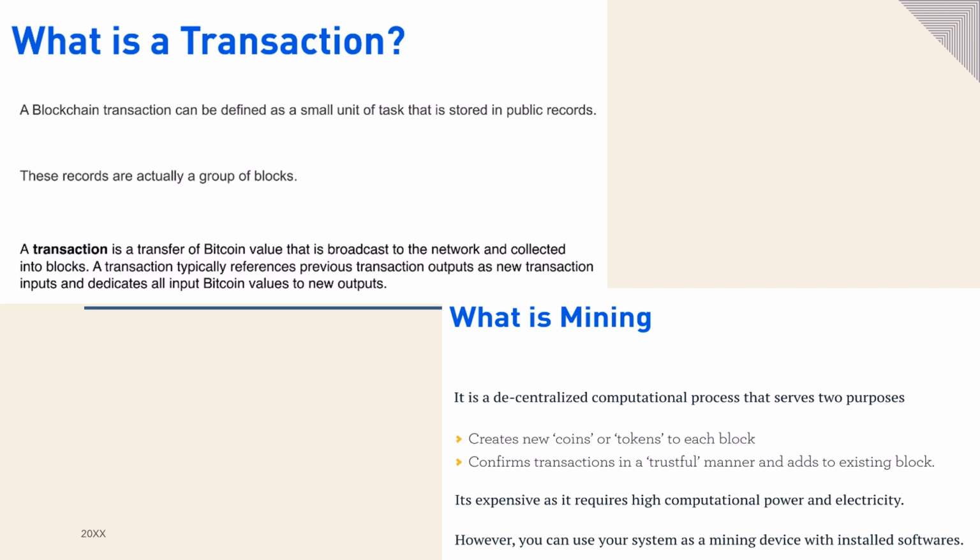Then in terms of what a transaction and mining is, a blockchain transaction can be defined as a small unit of task that is stored in a public record. So a transaction is a transfer of Bitcoin value that is broadcast to the network and collected into blocks. A transaction typically references previous transaction outputs as new transaction inputs and dedicates all input Bitcoin values to new outputs. So mining is a decentralized computational process that serves two purposes: one, to create new coins or tokens for each block, and two, to confirm transactions in a trustful manner and add to existing blocks, right? So it's expensive and requires high computational power and electricity.